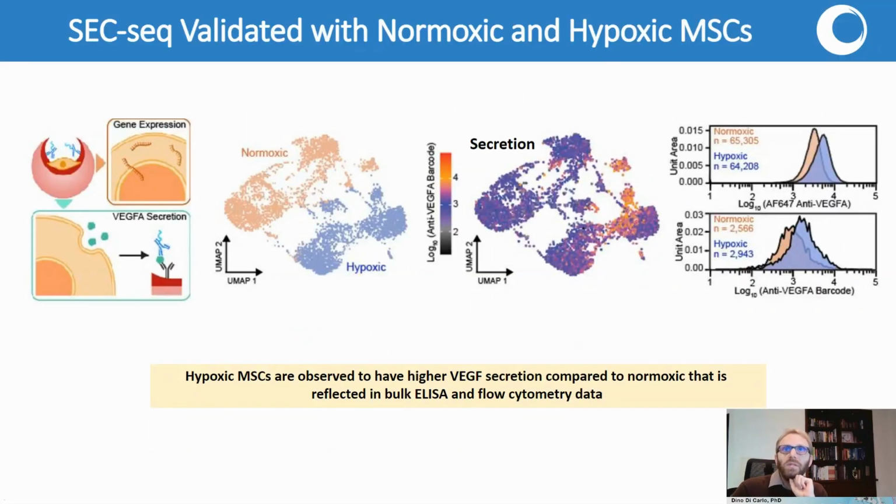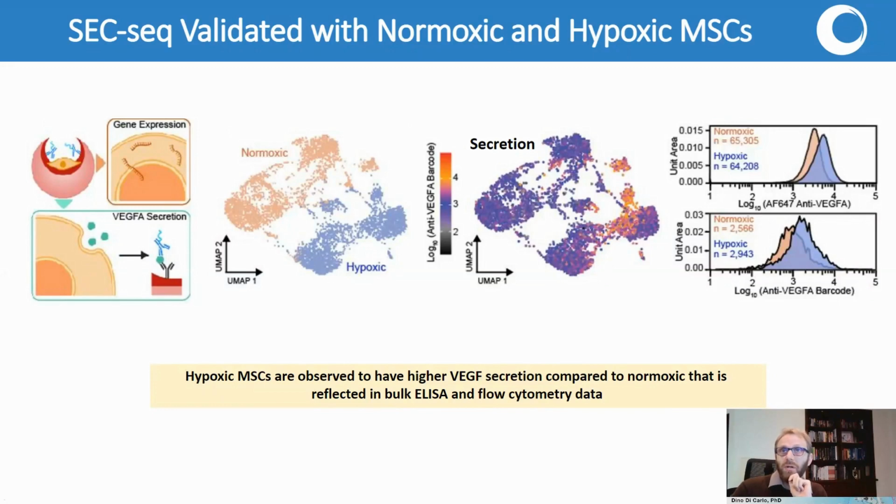We then did a full SEC-seq workflow. So here we're looking at gene expression and then also the VEGF secretion. We did this with a combination of normoxic and hypoxic cells together. The first thing you see is the UMAP of the transcriptome, and then overlaid on that is the secretion. We had some expectation that hypoxic would have higher secretion. You see that both with the fluorescent signal here as well as the barcode signal.